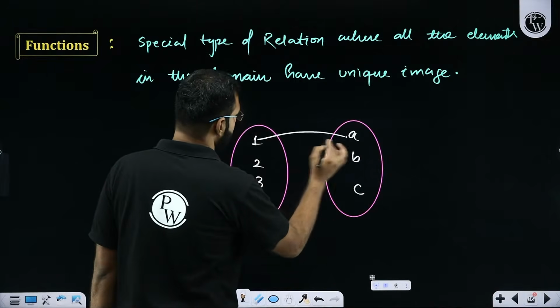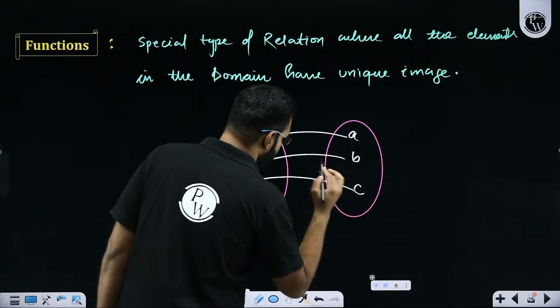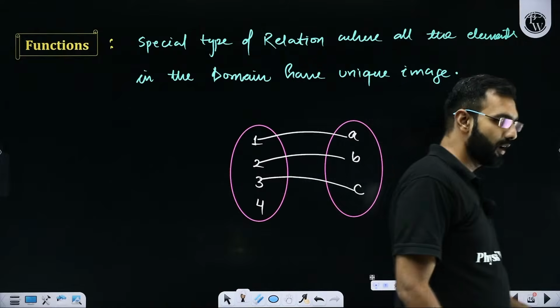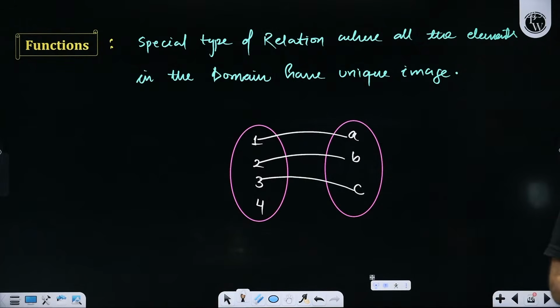So first case I'm giving, 1 is mapped with A, 2 is mapped with B, 3 is mapped with C. Will you call it a function? Do tell me in the comments. Is this mapping a function?